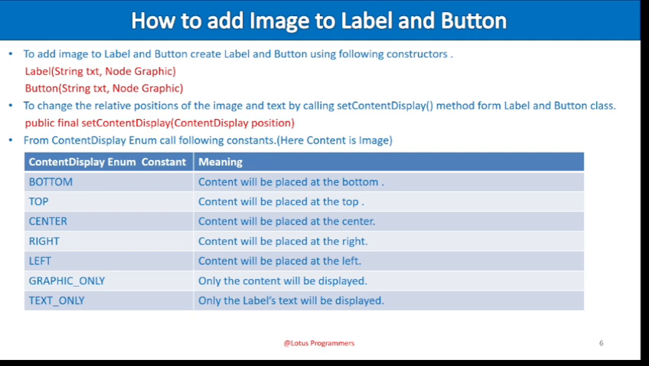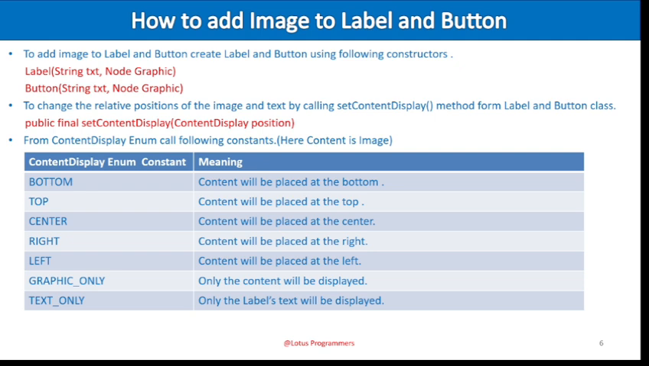And for the button also, the first argument, text, specifies the text message for the button and the second argument specifies the node object. So the image is directly a hierarchical child class of the Node class, so we can set an image to the button also, in order to display an image on the button.